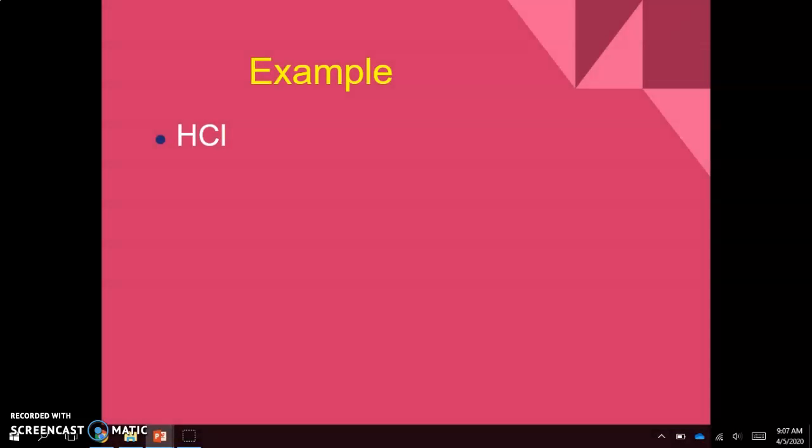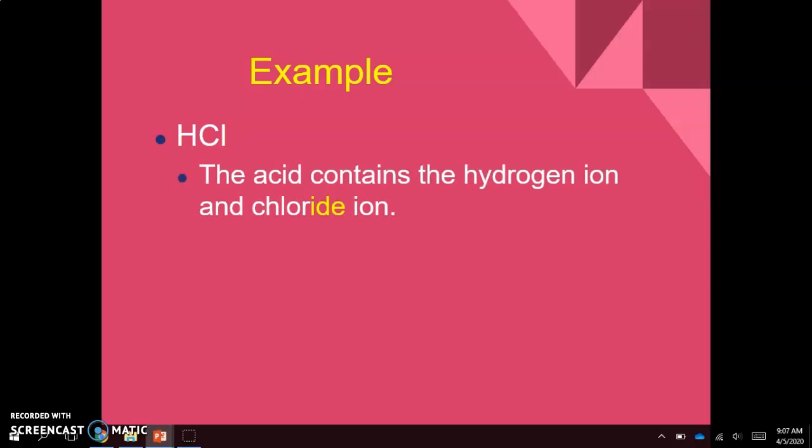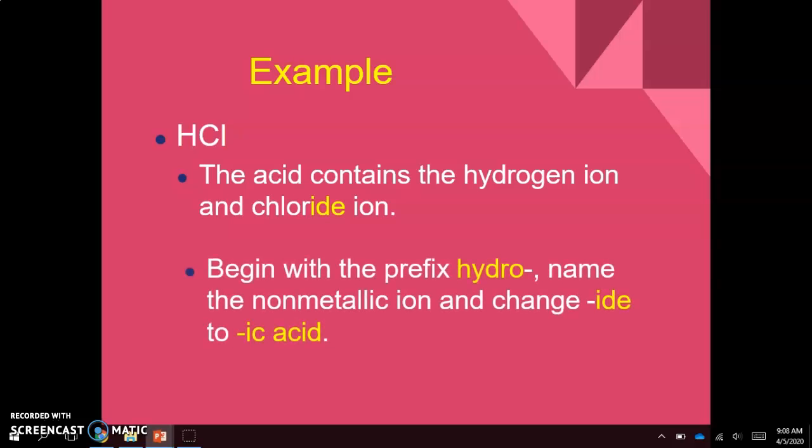Let's take a look at an example. We've got hydrogen and chlorine here. Chlorine is going to be the chloride anion, so the acid contains the hydrogen ion and the chloride ion. If we follow our rules, there's no oxygen here, so we're going to add the hydro prefix, and then the IDE of chloride is going to get changed to an ic. And then we add acid at the end.